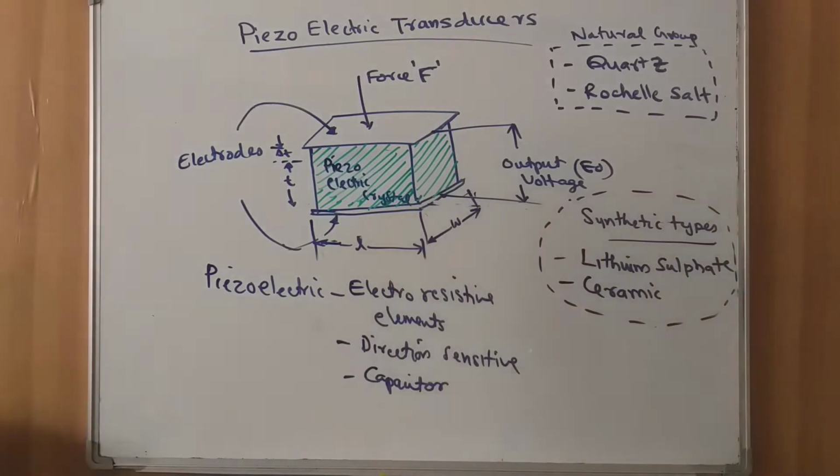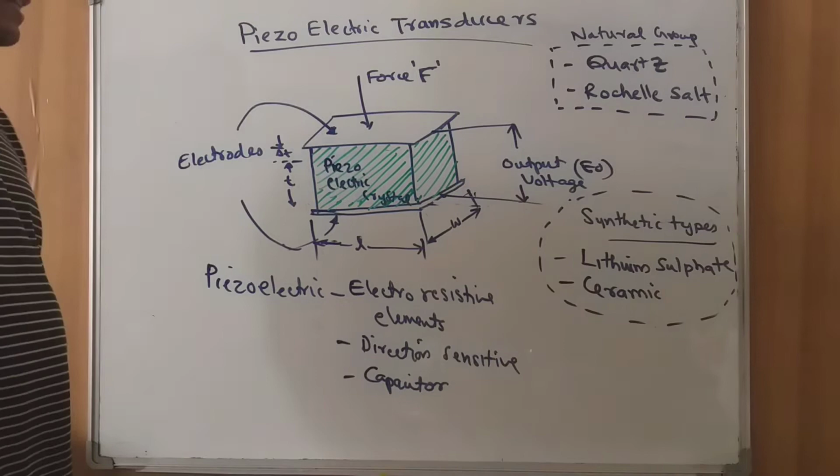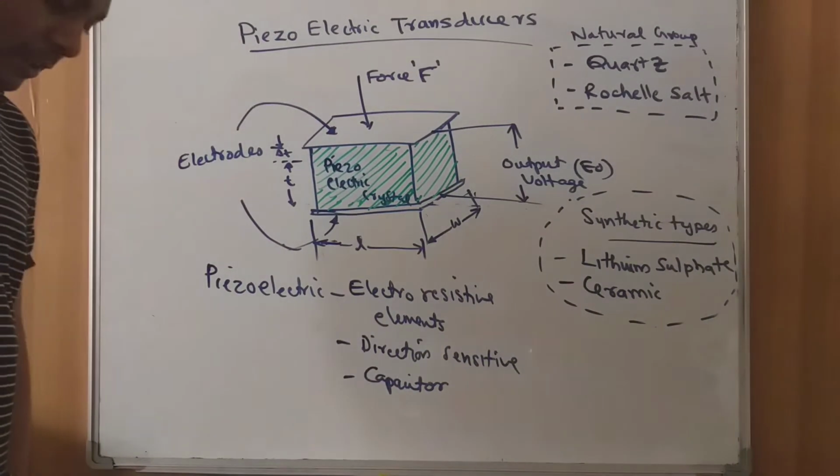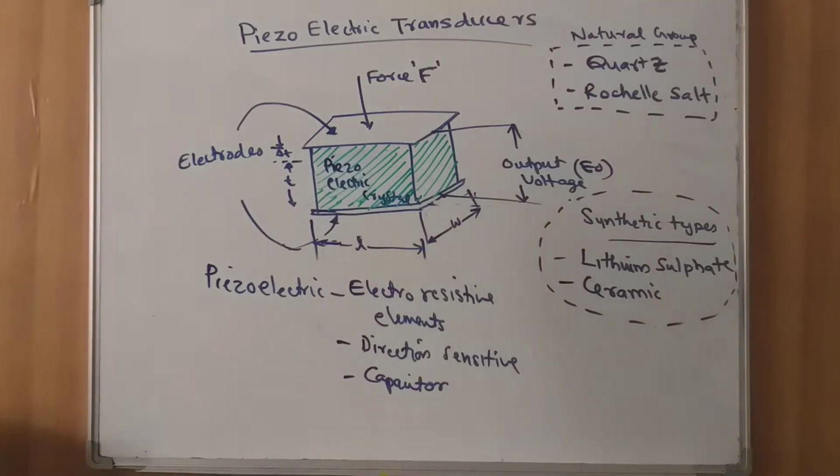So the main purpose of these piezoelectric transducers is that when an external force is applied, the displacement causes some changes in the material. That change in the material will give rise to an output voltage. In other words, these are sensors or transducers that can be used for transforming vibrations into electrical signals and vice versa.